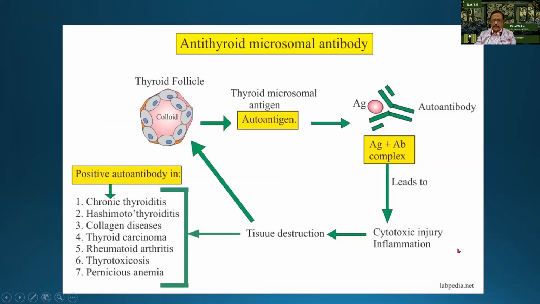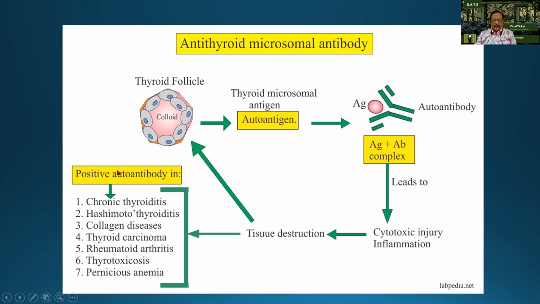This again is a superb diagram which again I would like you people to draw. The thyroid follicle flattened cells leads to the production of the autoantigen. There is a complex, antigen antibody complex, which leads to cytotoxic injury of the cells, tissue destruction. And finally, there is a destruction of the thyroid follicle.